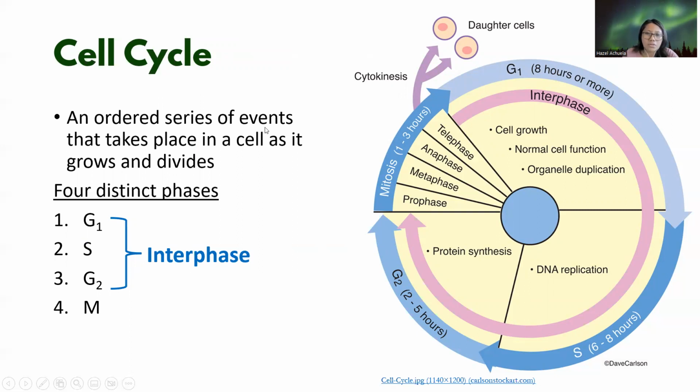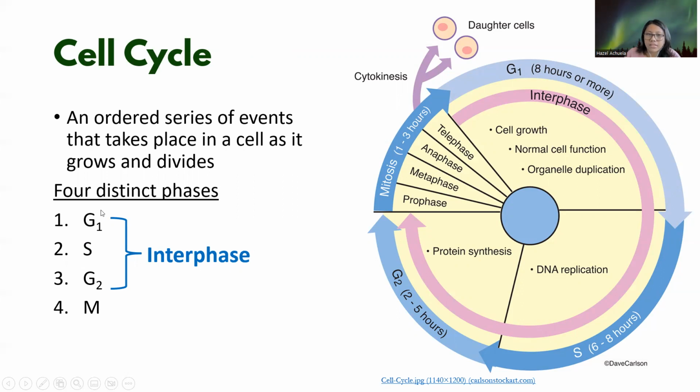So, it's an ordered series of events that takes place in a cell as it grows and divides. Meaning to say, nauuna yung interphase. Nauuna yung G1 kaysa S-phase. So, sunod-sunod. It's an ordered series of events. In a cell cycle, we have the interphase. Gaya ng sinabi ko kanina, interphase and the M phase. This one is the M phase. M phase refers to either mitosis phase or meiosis phase. Right?